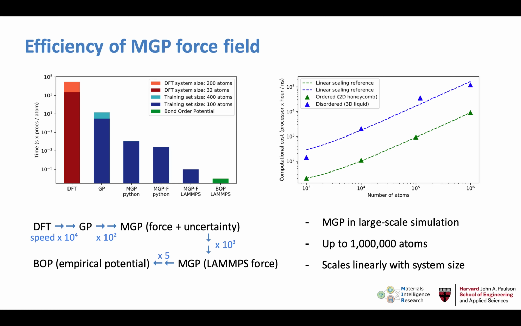Since the MGP is trained with a wider range of temperature compared to the empirical potentials, this fact indicates that this method is very promising to be used to investigate the complex physical processes.